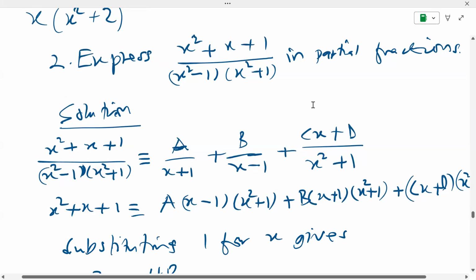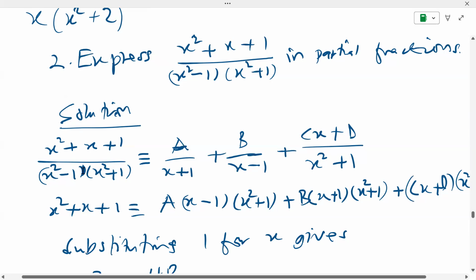And so what we are going to do is write the whole of this equals A over x plus 1. Remember that x squared minus 1 is a difference of two squares. So B over x minus 1. So I want to multiply these two, it gives us x squared minus 1, and then the quadratic factor. So we introduce Cx plus D as the numerator over x squared plus 1.